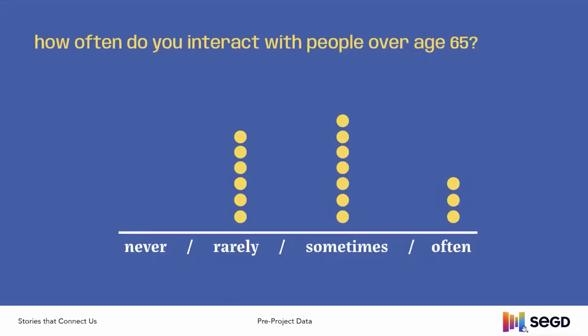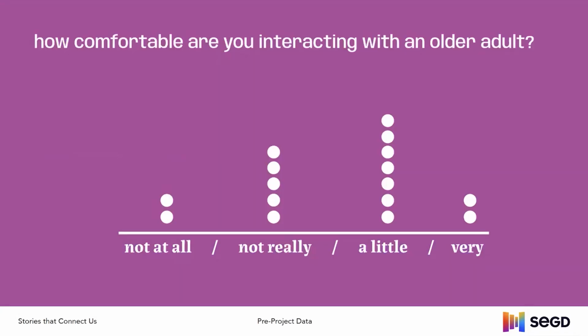Another question that we were interested in is how often they interacted with people over the age of 65. And you can see, again, it's a wider range. We had 16 total students. Some interacted with them often, but again, it was more in the sometimes and rarely range. And the last question we asked was, how comfortable are you interacting with an older adult? And you can see here it's spanning across the entire range, from not at all to very comfortable.